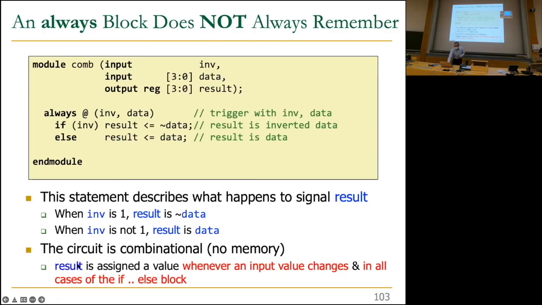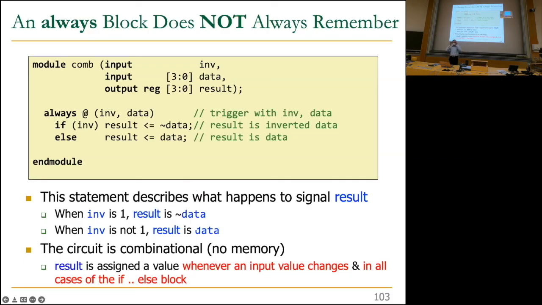Whenever an input value changes, any input value changes, all outputs are assigned a value, and in all cases of if and else statements. If you have if and else statements in the always block, then this is combinational.